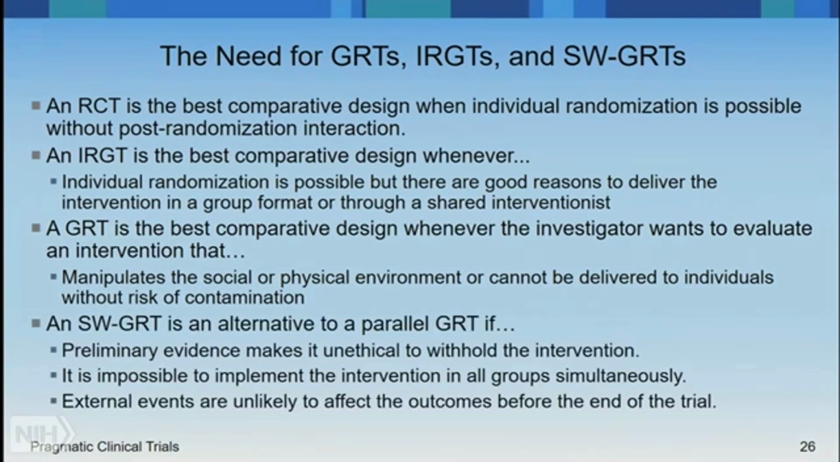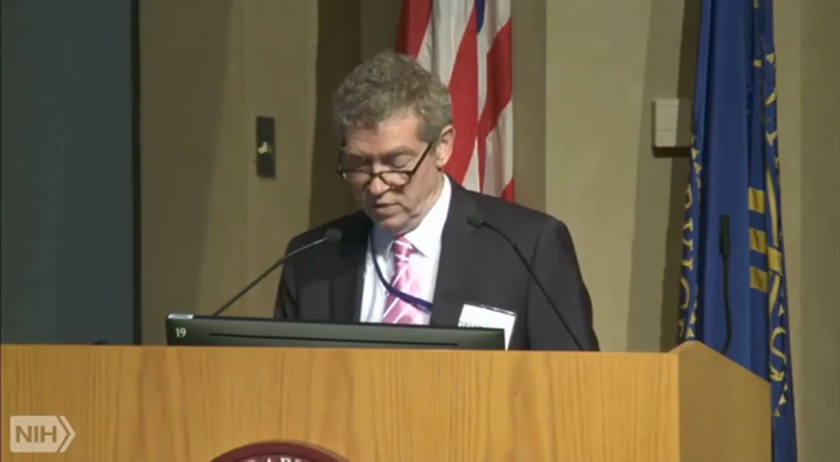And then finally, the stepped wedge is an alternative, but we need to be sure that preliminary evidence makes it unethical to withhold the intervention, so we understand that we're not likely to have negative effects. It's impossible to implement the intervention in all groups simultaneously, and external events are unlikely to affect the outcomes before the end of the trial. If we don't satisfy those conditions, I would encourage investigators to reconsider the stepped wedge and take another look at the parallel group randomized trial.